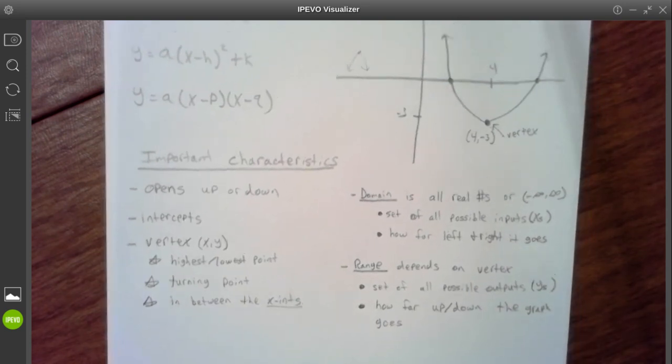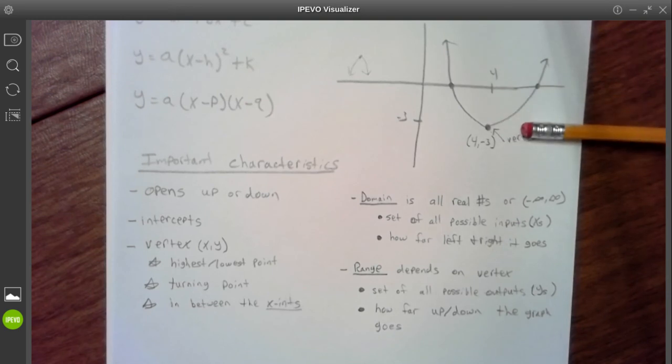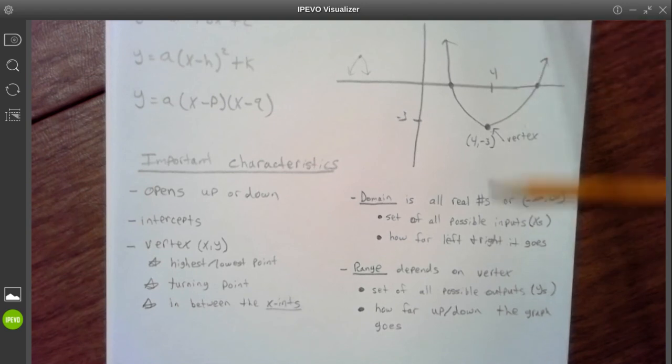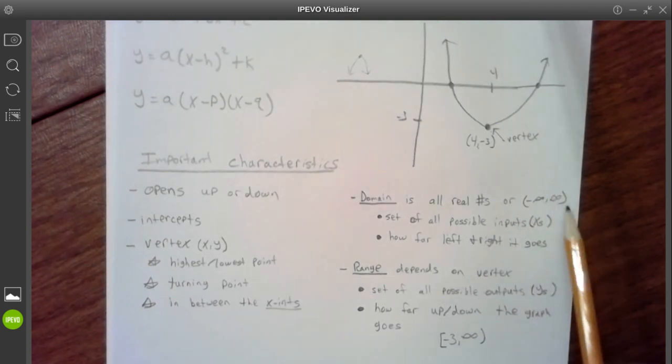So for this function, the lowest that the graph ever gets to is right here, which is at -3. That's why it's dependent on the vertex, because your vertex is the lowest or highest point. The lowest it gets to is -3, and the highest it gets to, the furthest it goes up, is infinite. So for this particular function, we would say it has a range of -3 to infinity. The range will always be different from function to function, but the domain is always going to be the same, negative infinity to infinity.